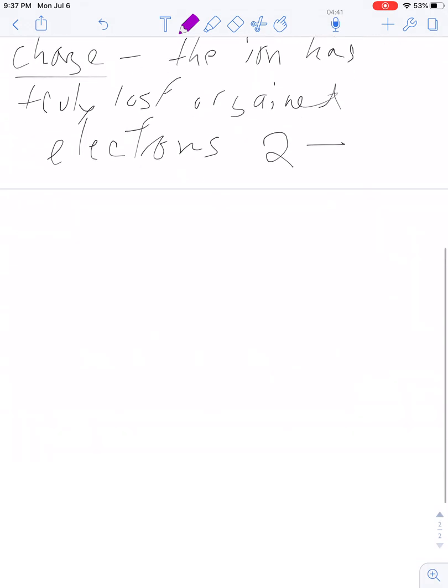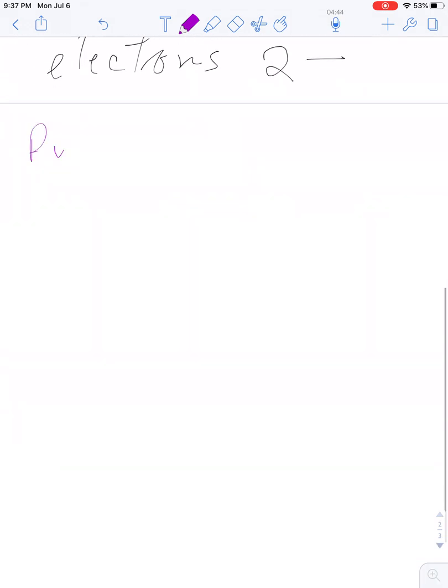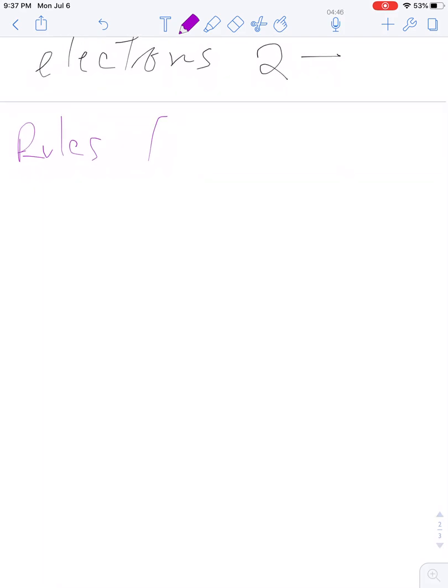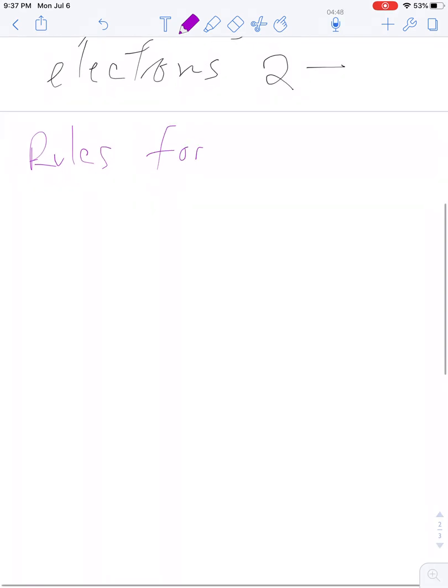So let's go through the rules for oxidation and reduction. Okay, so first we have to be able to assign the oxidation numbers. Okay, and on page 171 in your book are all the rules. So the first rule is all elements have an oxidation number of 0.